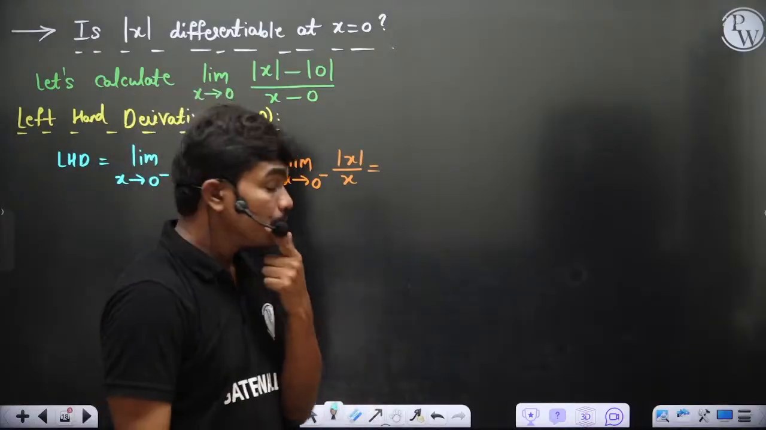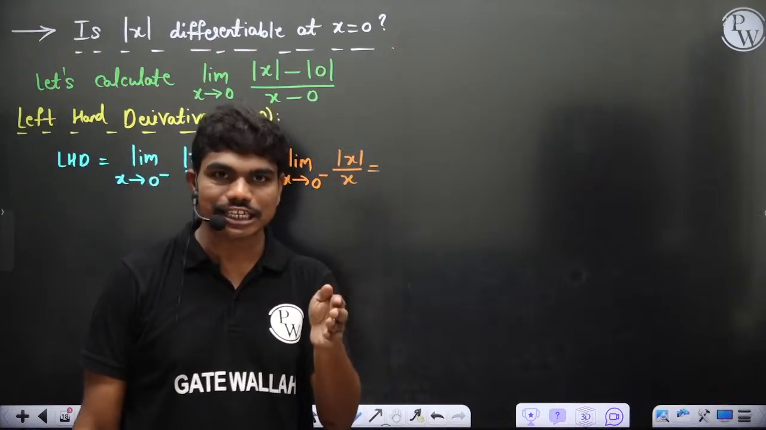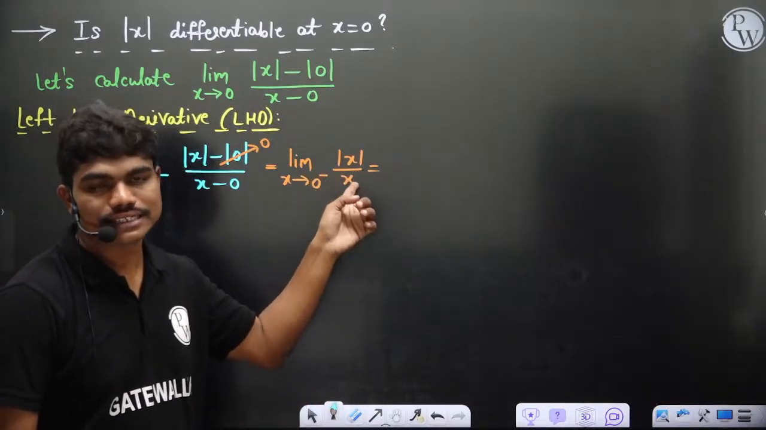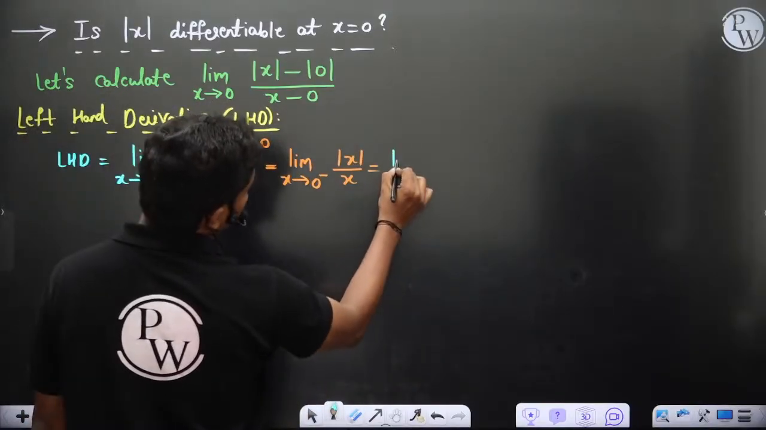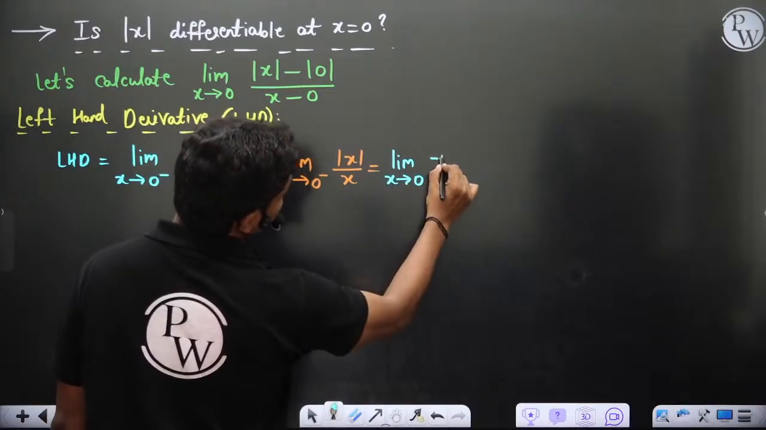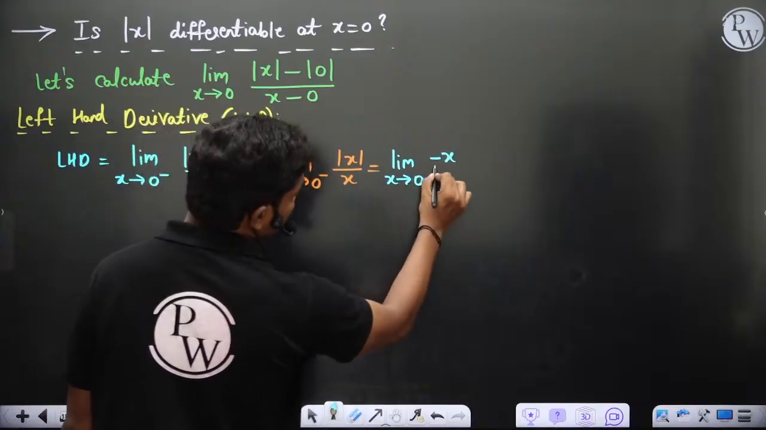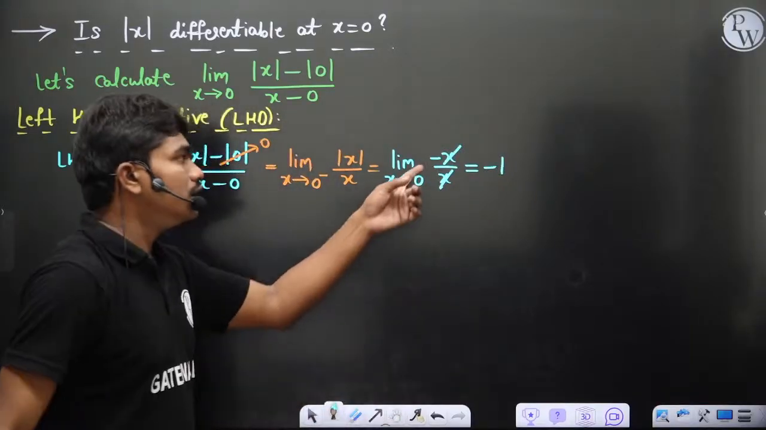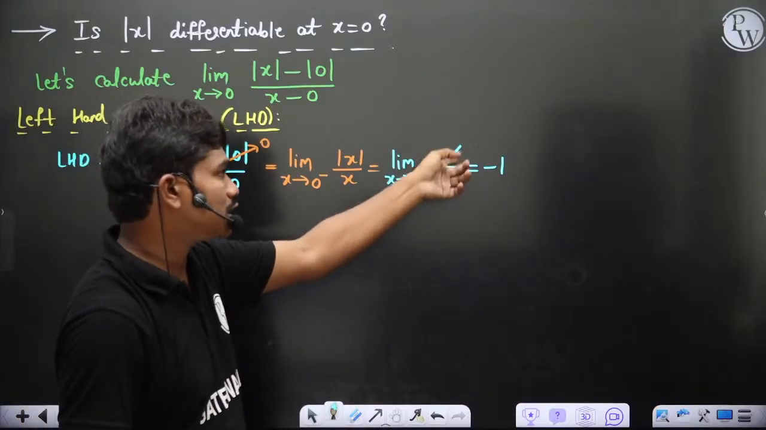So let's see, if x is tending to 0 minus, that means x is slightly less than 0. Okay, if x is slightly less than 0, this mod x is going to be minus x, correct? Because mod x is equal to minus x if x is negative. So when x is negative, this can be written as limit x tends to 0, mod x can be replaced with minus x, by x. So x gets cancelled, this is equal to minus 1, and you cannot keep any limit because it's a constant, minus 1.